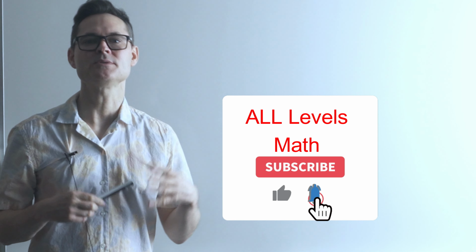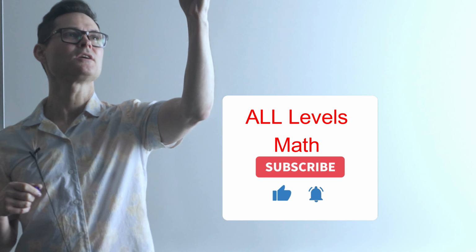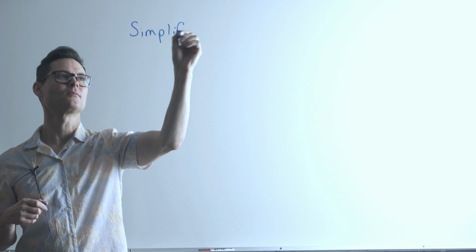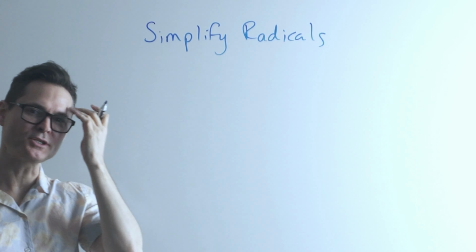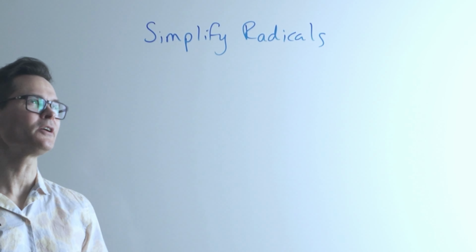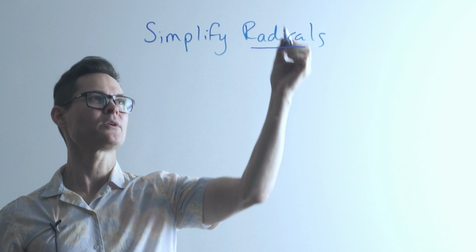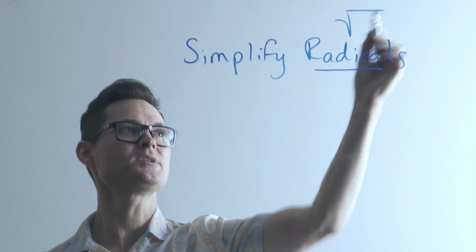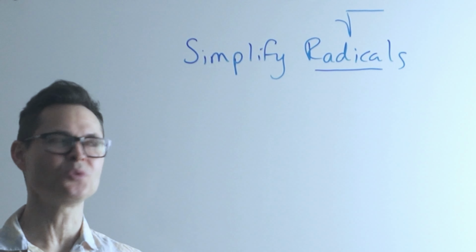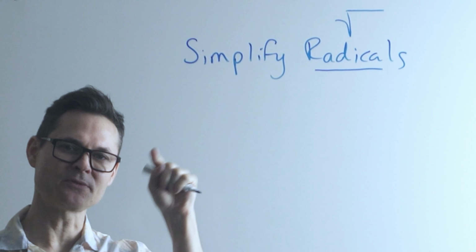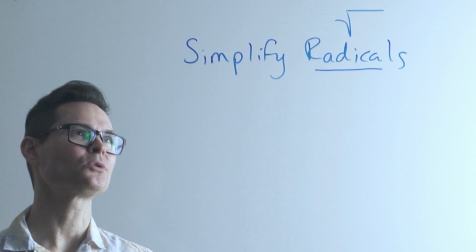Today we're going to talk about simplifying radicals. So how to simplify radicals, and look at a bunch of cases here. We need to know that a radical is that root symbol, square root, cube root. It's that little boxy shape that's called a radical.